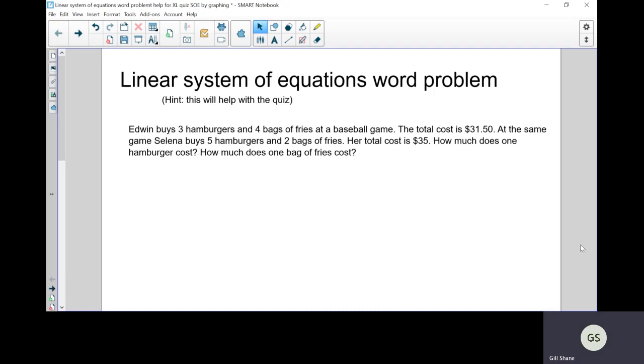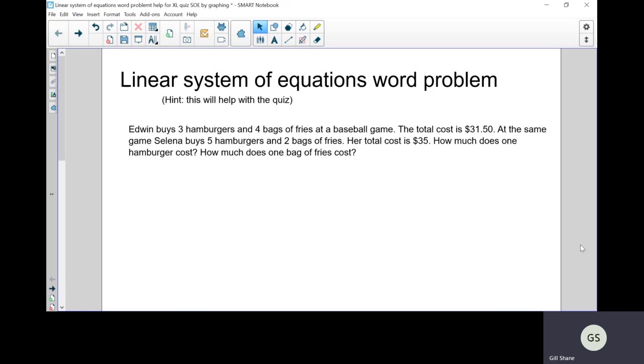So what they're asking is, what is the cost of a hamburger and what is the cost of a bag of fries? So the first thing you need to remember, we talked about this before. I know it's been a while, but typically, not 100% of the time, but probably like 99.9% of the time, the questions that they ask are what you're going to make your variables. And there are 2 questions, so that means there's going to be 2 variables in this one.